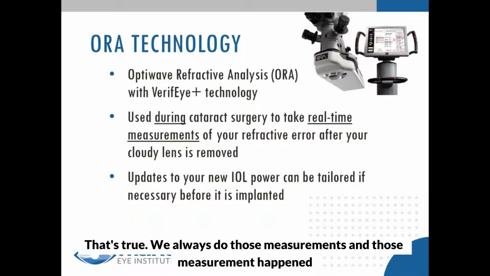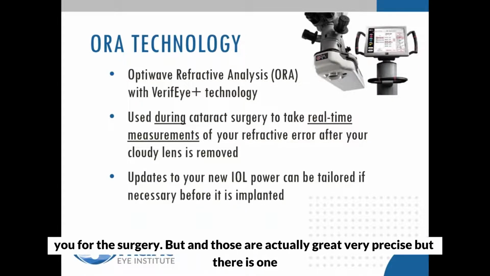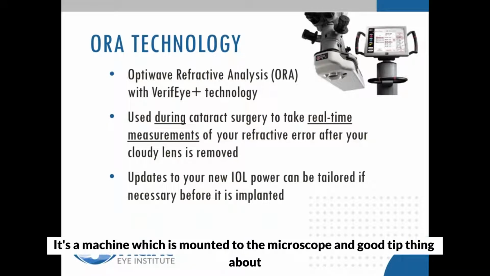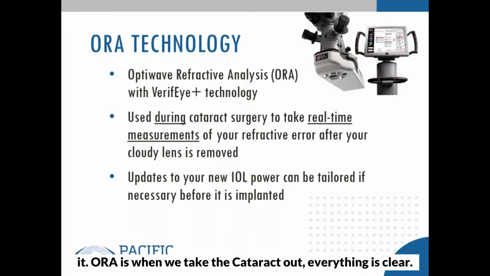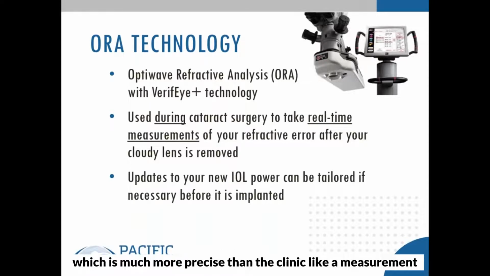Those measurements happen before the surgery, during one of the visits when you see your doctor before scheduling the surgery, and they are actually great, very precise. But there is one more option, Aura, or OptiWave refractive analysis. It's a machine which is mounted to the microscope. The good thing about Aura is that when we take the cataract out, everything is clear. We can do and redo the measurement right during the surgery in a few seconds, which is much more precise than the clinic measurement that we do before the surgery, when the cataract is still there.